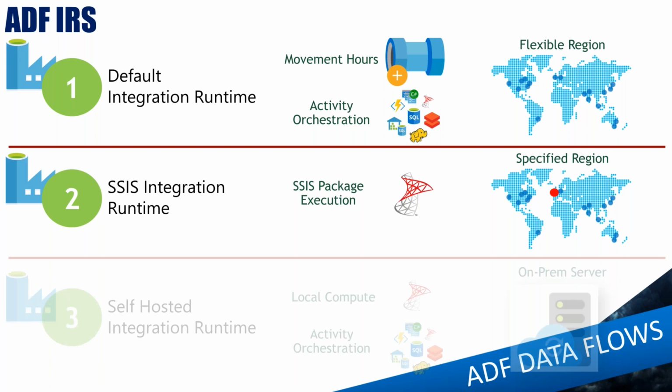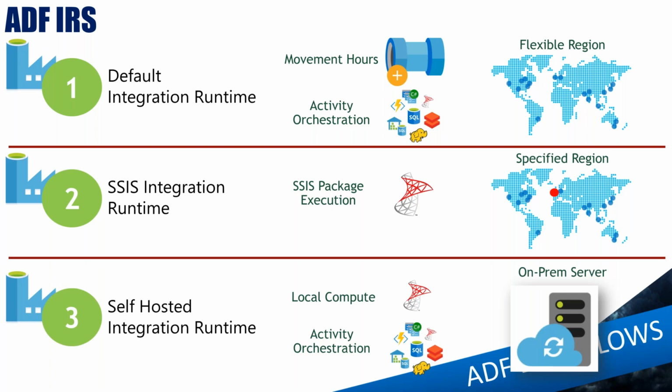The final one is a self-hosted integration runtime, which used to be called the Data Management Gateway, which is different to the Power BI Gateway. But essentially, if you're trying to reach into your on-prem network, if you've got a corporate network and you need to get at data that's hidden inside of that, then you need a self-hosted integration runtime to do that. And it could be an Azure VM that's inside your VNet.